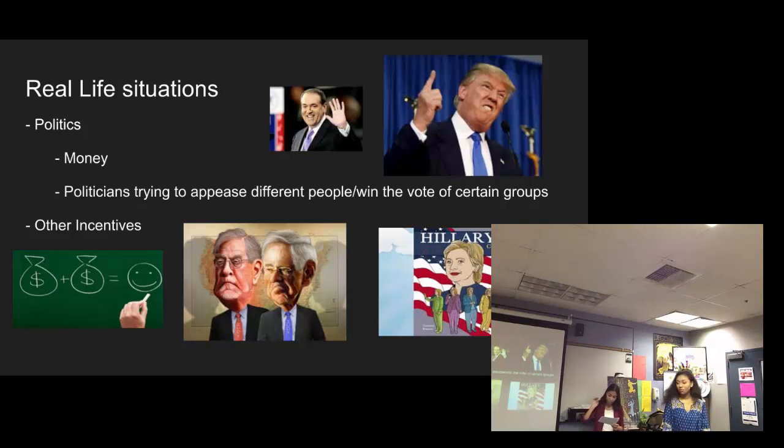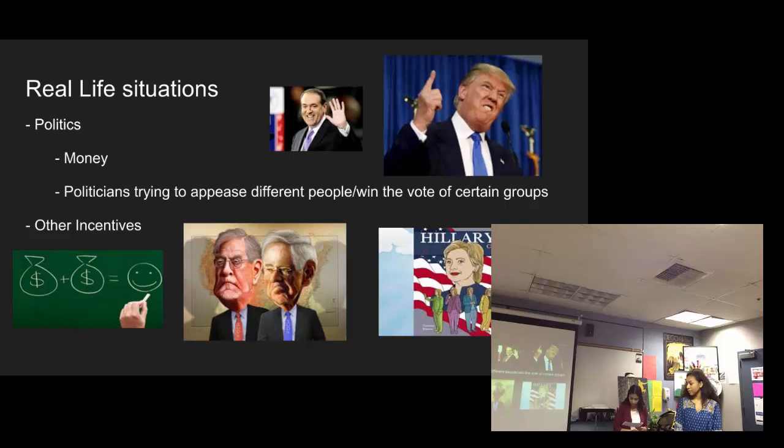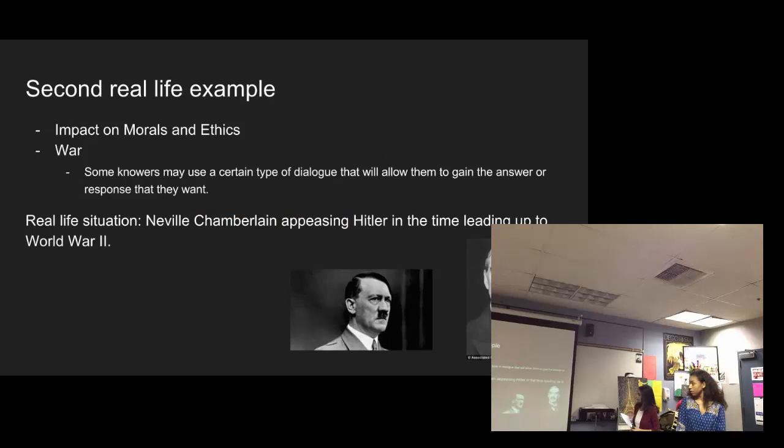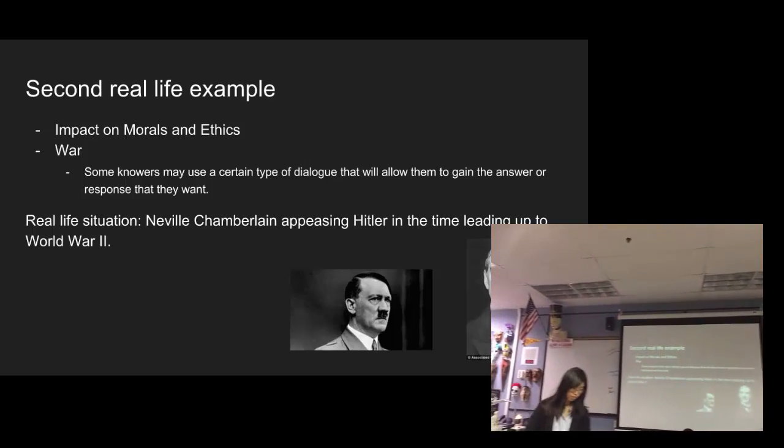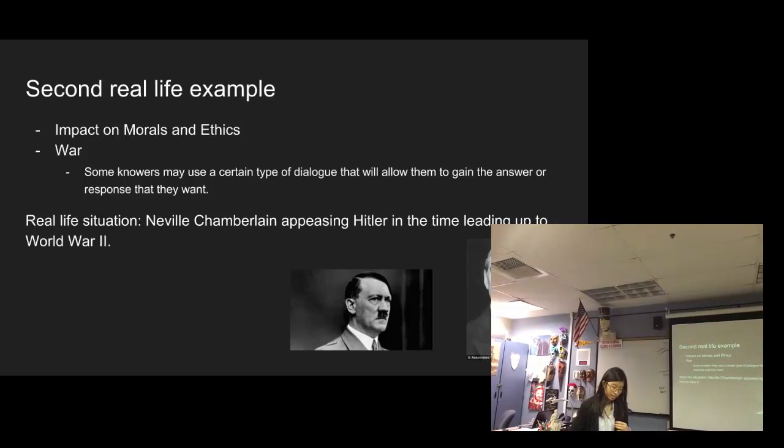So, for example, Obama had said that he was going to create a foreclosure prevention fund for the homeowners, which never happened. He said that he was going to create it to help the homeowners, but when he did, it failed, and then he never really tried again. So he just said it in order to get the votes and not go with it. Okay, so some knowers use a certain type of language that will allow them to gain a certain response.